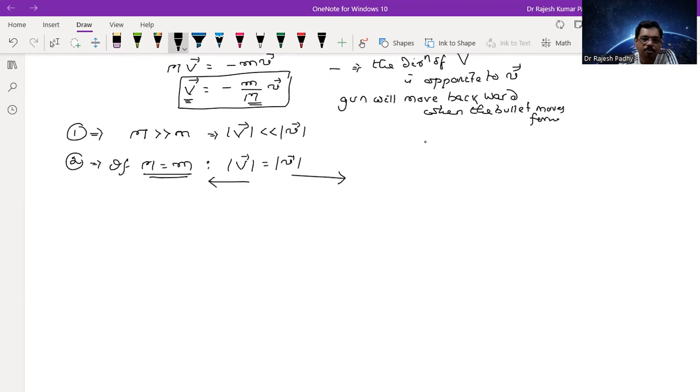That is why the mass of the gun is made heavier. And second thing, to increase the mass of the gun further, it is always kept in contact with the soldier, or it should be held tightly. That is why the recoil velocity of a gun is less.